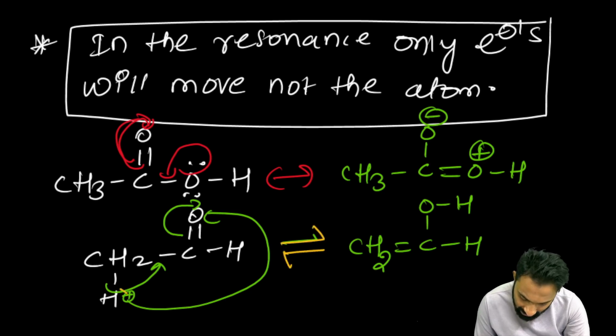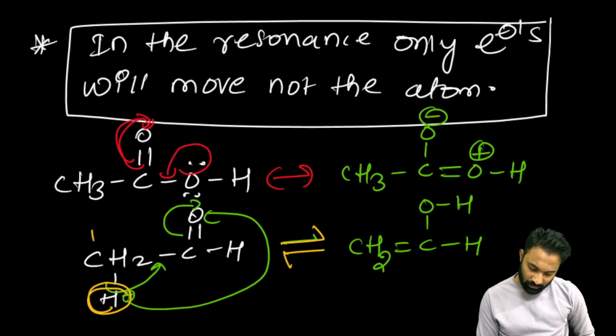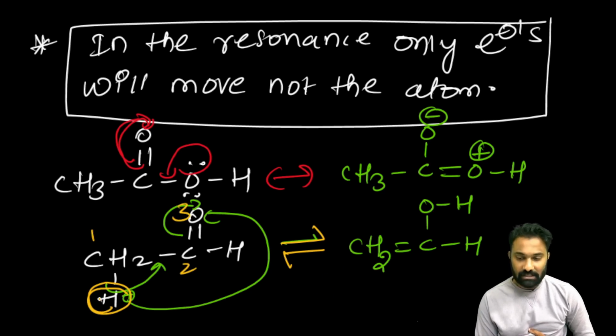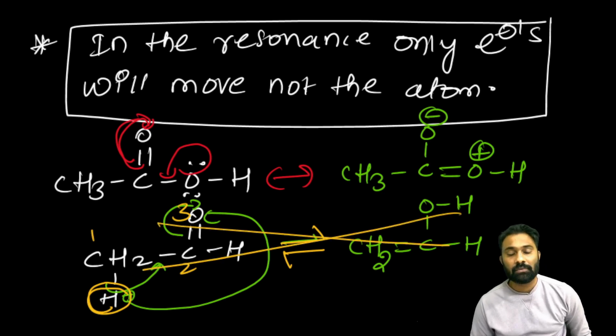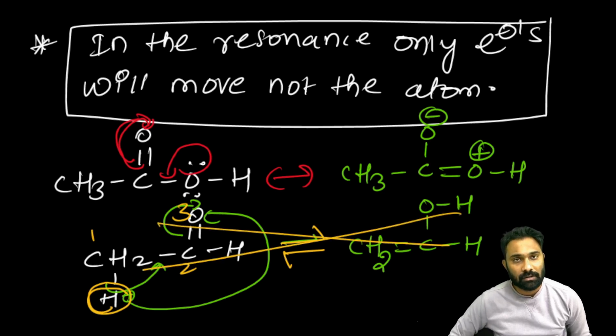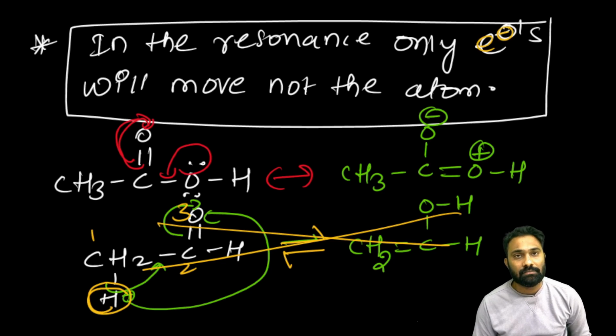Why? Because here the atom has been moved. If you take this as 1, 2 and 3, now in the 3 position, the hydrogen which was present in the 1 position has been moved to the 3rd position, right? So this is not the resonance. This we call tautomerism. For any compound to show resonance, only the electrons should be moved, not the atoms. Done?